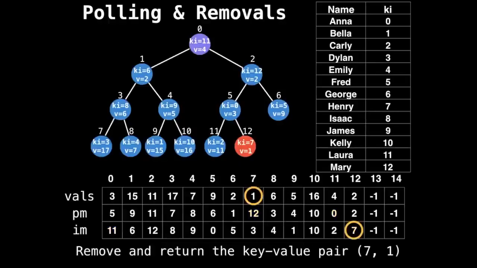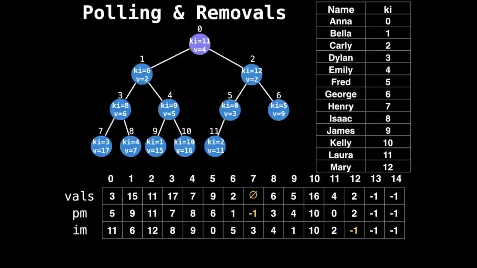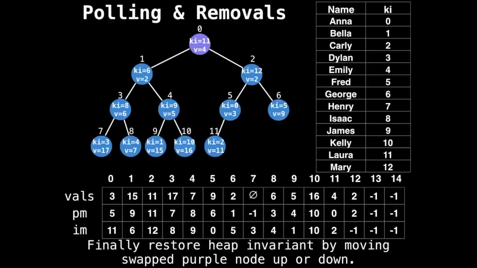As we remove the value 2, let's make sure we store the key value pair we're removing so we can return it from our function later. Then clean up the removed node. Finally, restore the heap invariant by moving the swapped purple node down. Since the left and the right child nodes have an equal value of 2, let's default to selecting the left one.